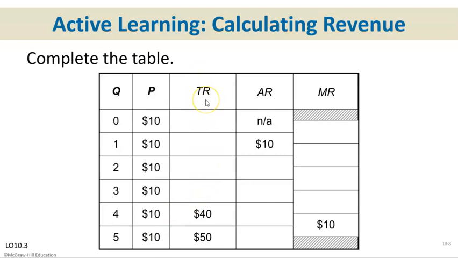Calculate total revenue. Remember, that's price times quantity. And you can look at your formulas on the last slide, so you can do this. Average revenue, that's going to be total revenue divided by quantity. And then marginal revenue is how is this total revenue changing when we produce one more? And we're only producing one more at a time. So your marginal revenue, you're just looking to see how much the total revenue is going up. So pause the video here and fill in the table, and then I'll go over the answers.